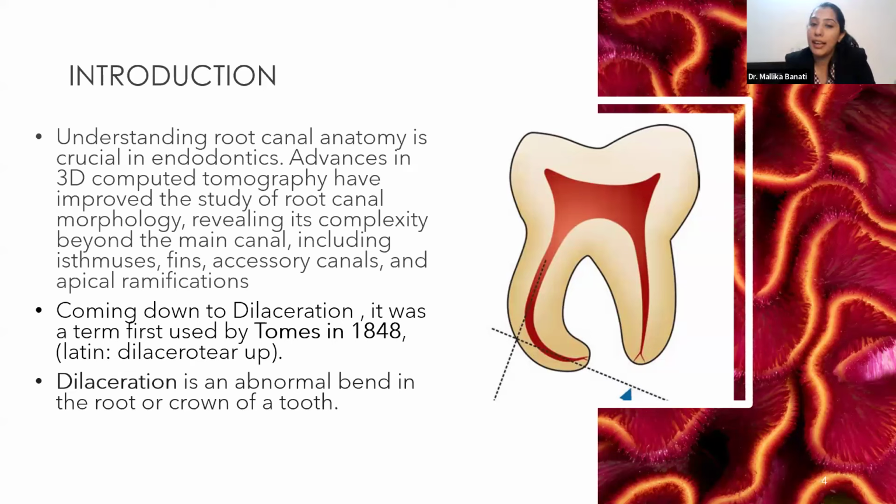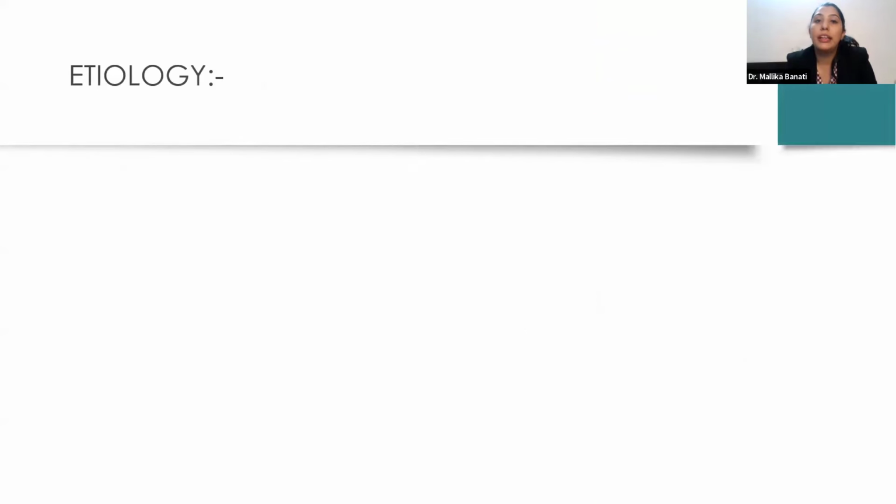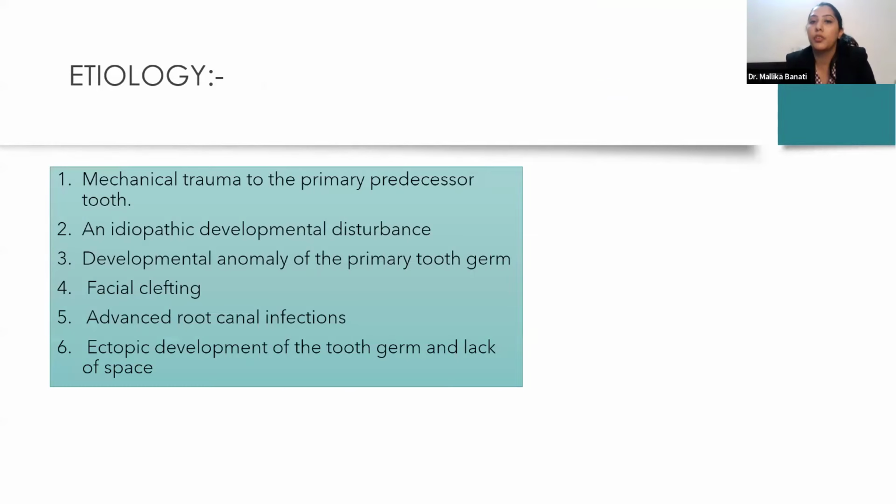So coming down to dilaceration, it was a term first used by Tomes. What is dilaceration? It is an abnormal bend in the root of a tooth or a crown portion. So, etiology: why does this bend happen? Now, everybody will not have this kind of a root or a crown.